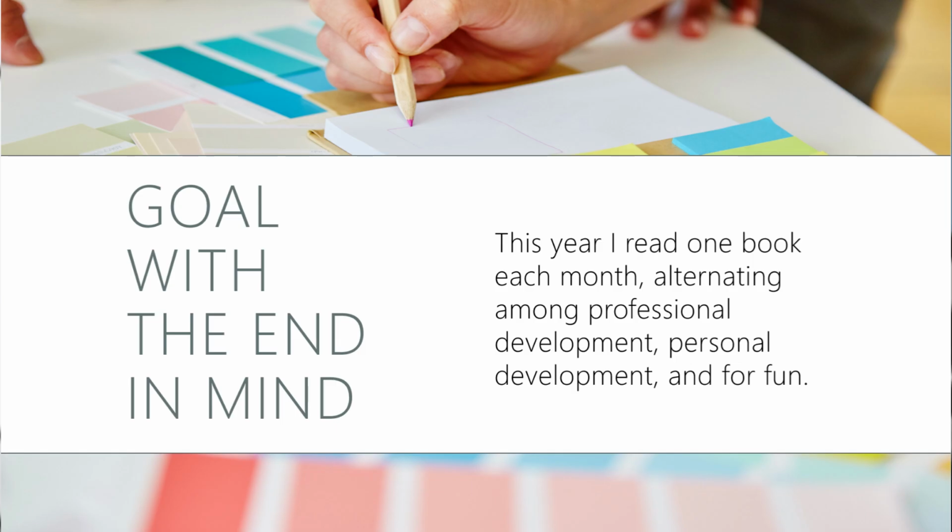As an example, I would write a personal goal as follows. This year, I read one book each month, alternating among professional development, personal development, and for fun. Written that way, at the end of the year, it will be very clear if I completed that goal or not. And if not, then I can measure how close I got.